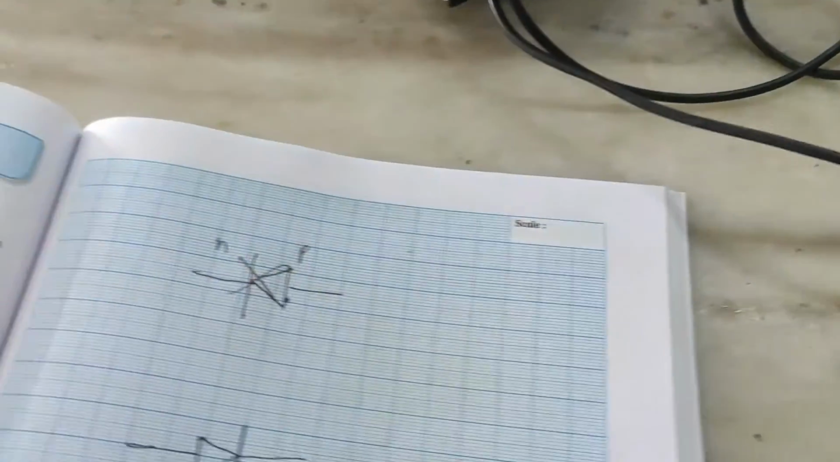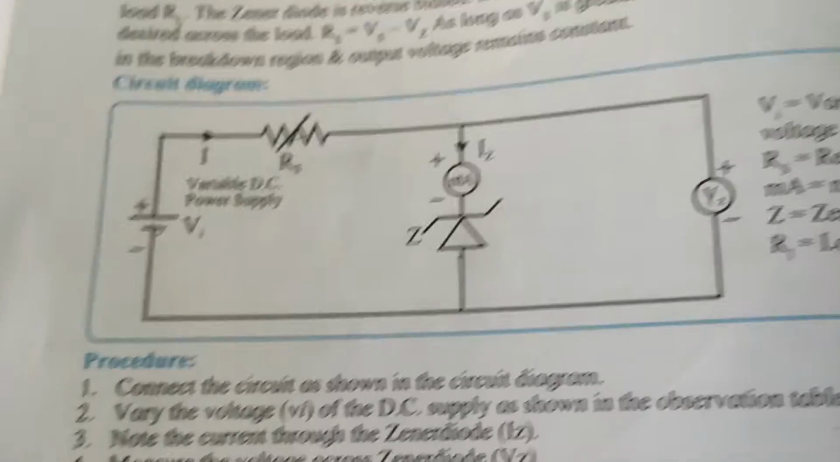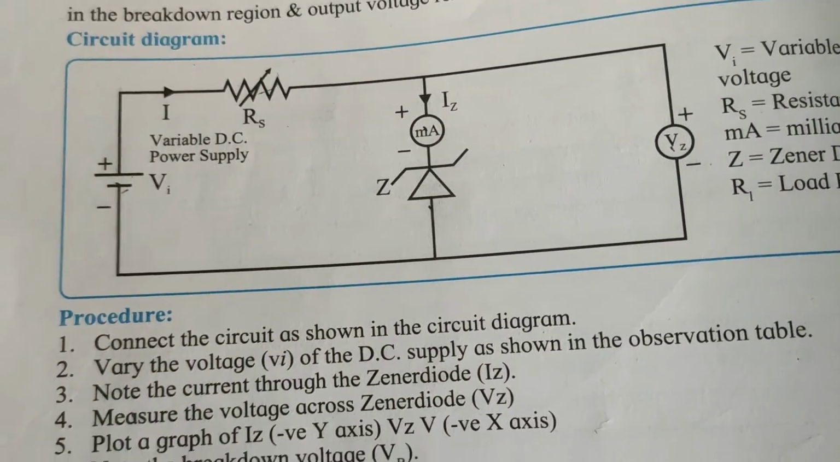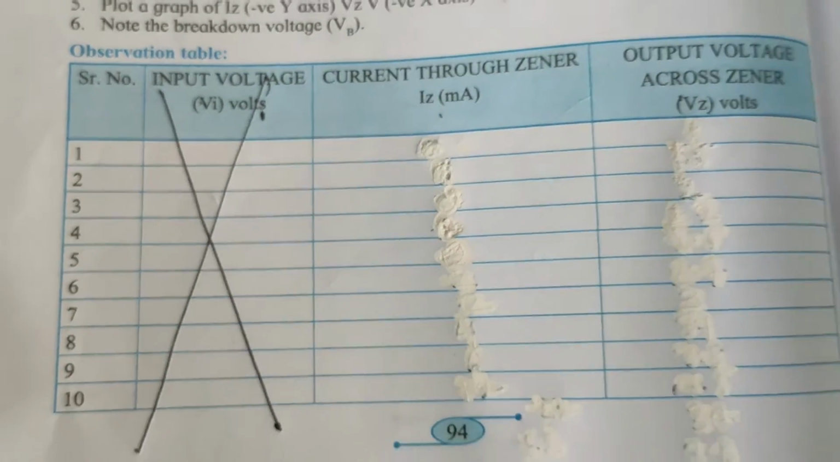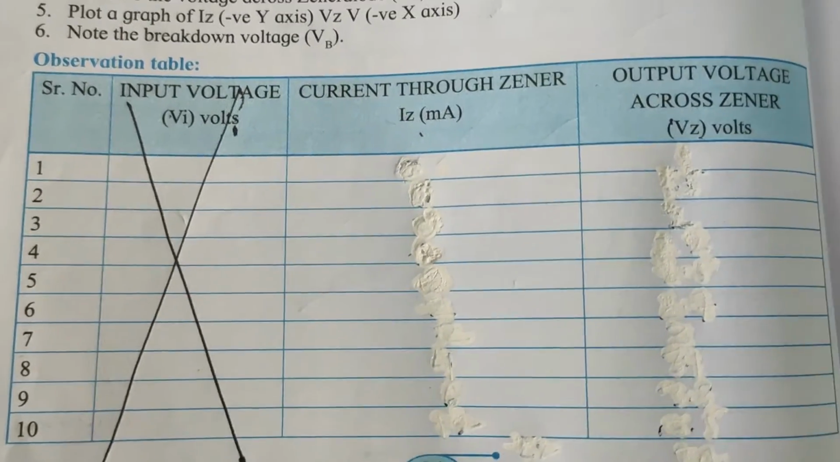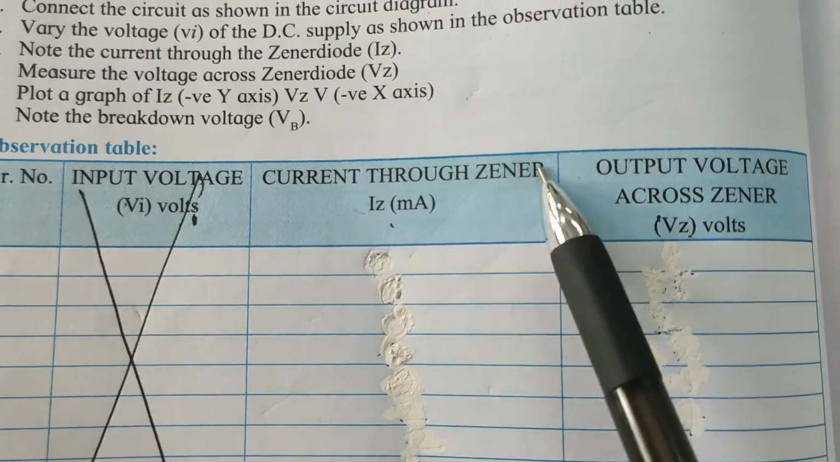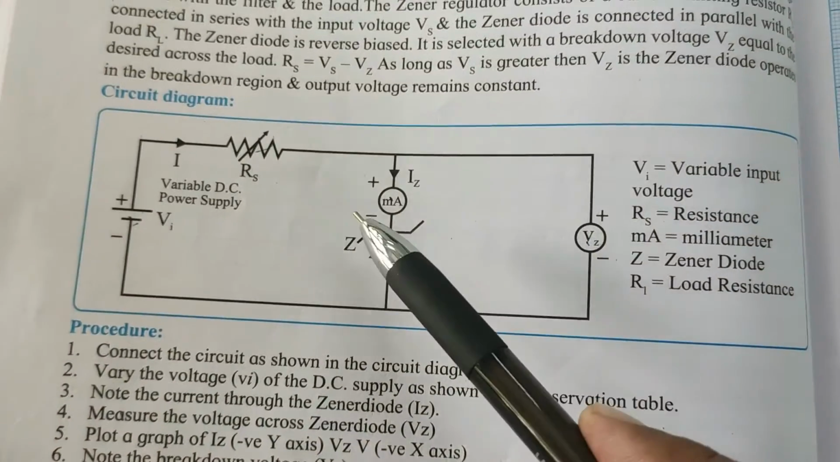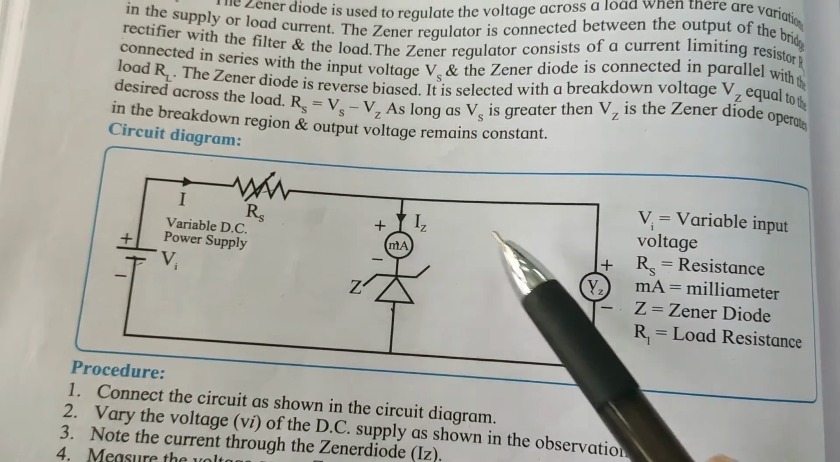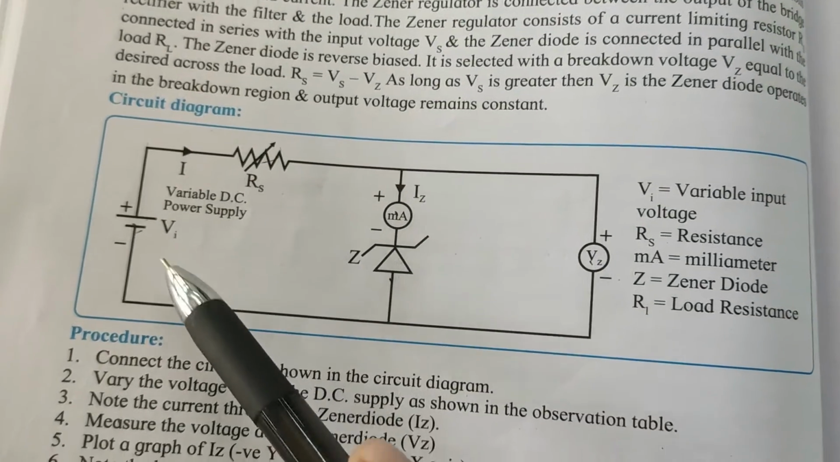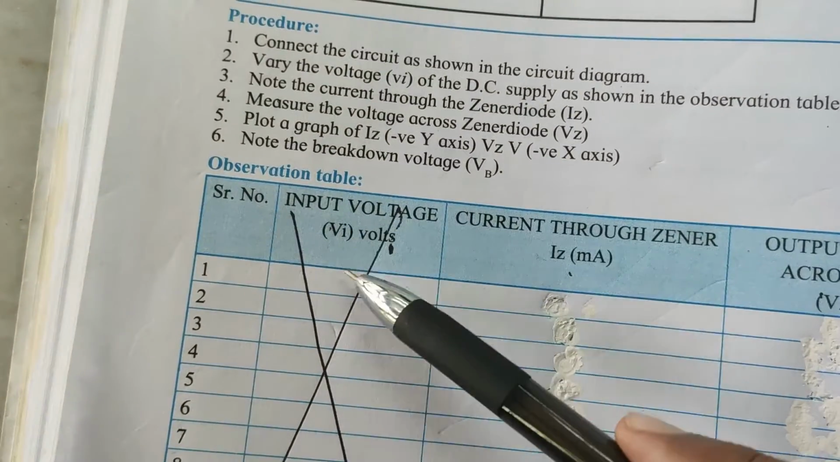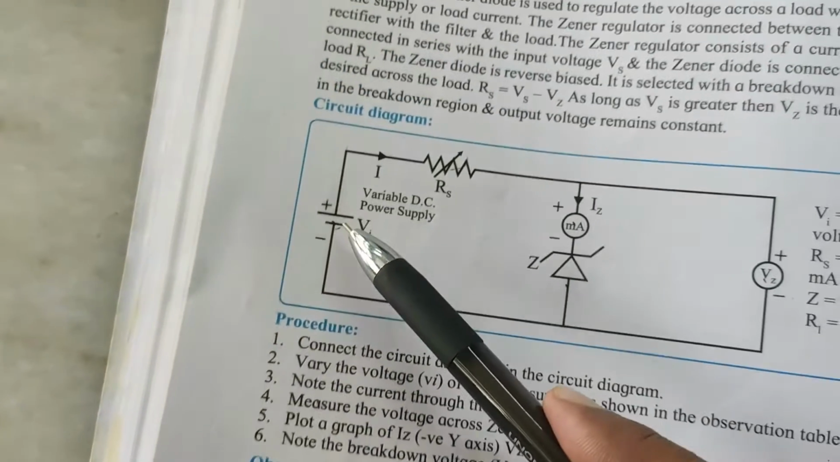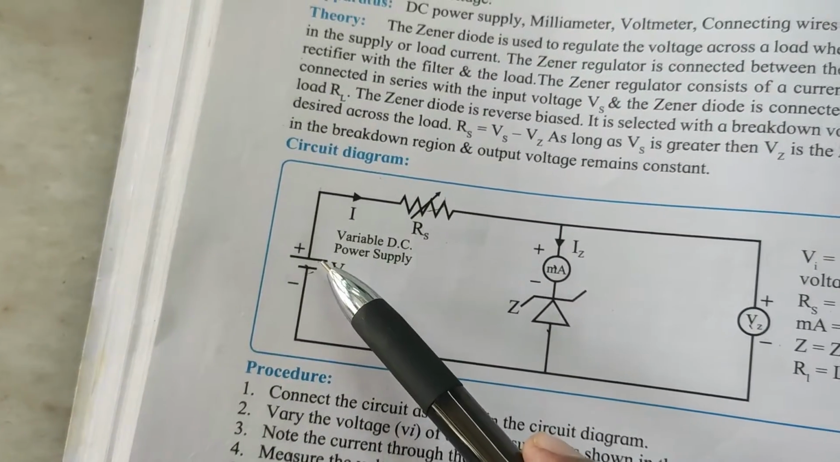And then when we start with the experiment, as you can see in the observation table, we have to record only current through Zener and output voltage across Zener, means current through this IZ and VZ. We don't want to record, as mentioned over here, input voltage VI. This voltage we don't need to record.